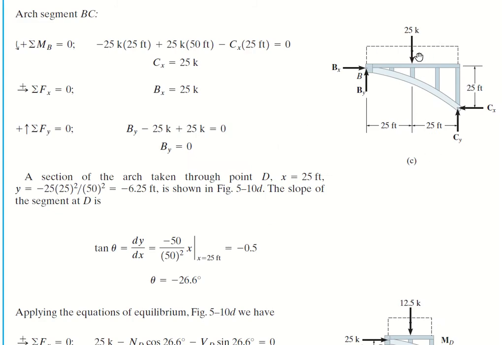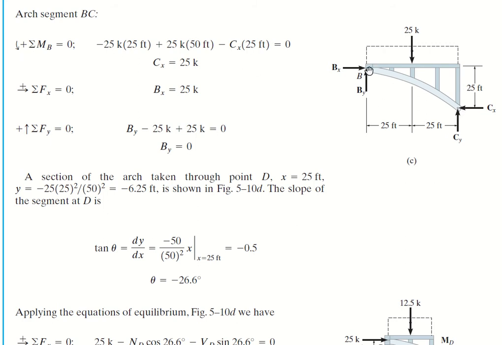Now consider figure c, where arch segment BC is shown. The horizontal span of BC is 50 feet, so the applied load equivalent to the UDL is 25 kip, and it is applied at the middle, which was previously designated as point D. Now in arch segment BC, apply the equilibrium conditions: summation of moment about point B is equal to 0.